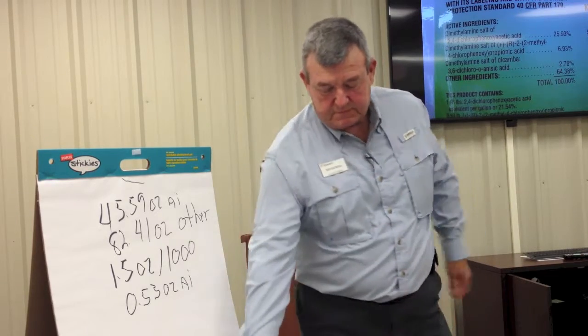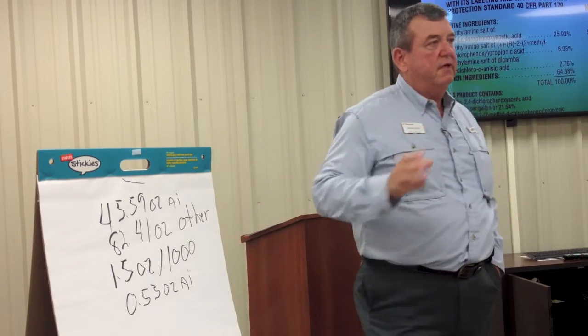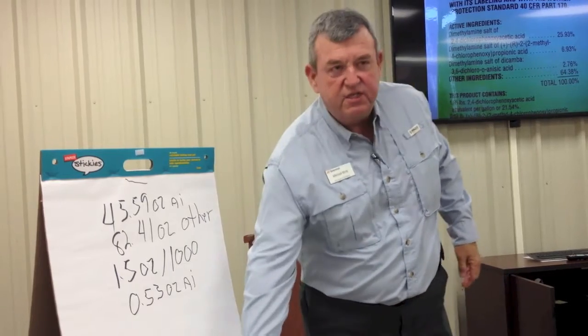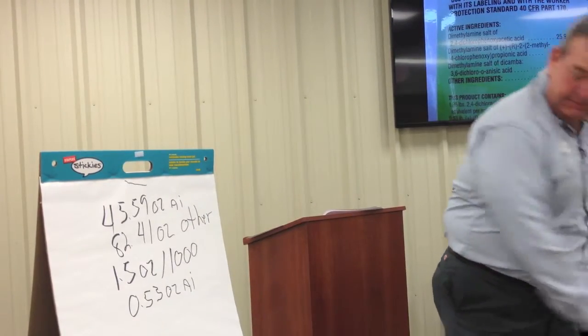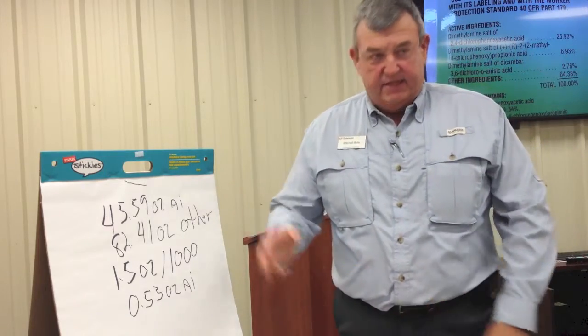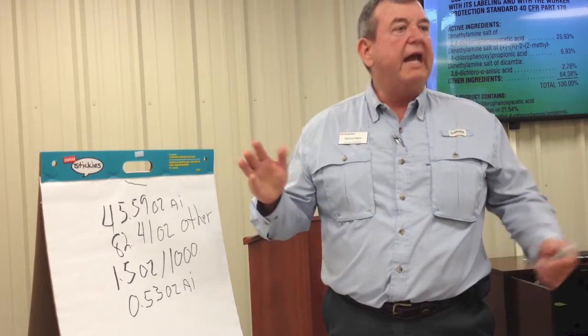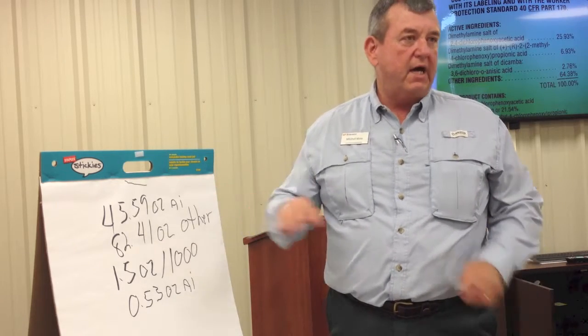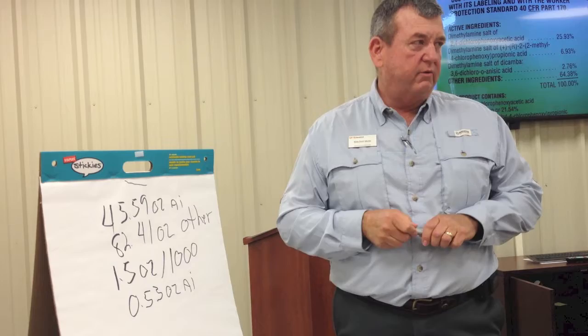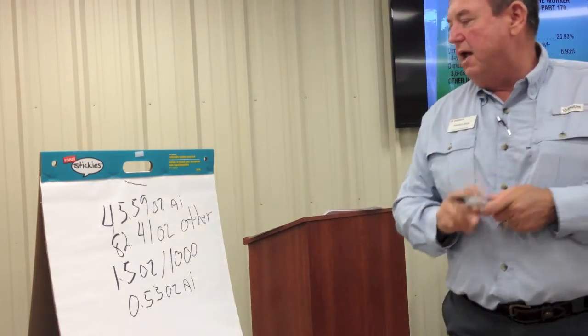Now, if we look at how much this stuff costs, okay, look at the cost. This gallon, if you went into Hooper Supply in Murfreesboro, Tennessee to buy this, this gallon costs $48, whatever tax is added over there. So it's $48 a gallon.